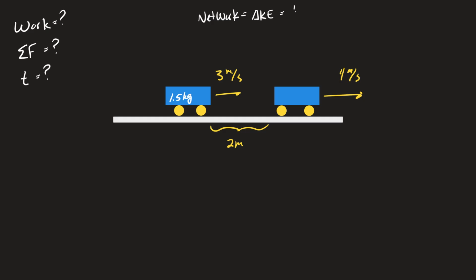Which is, here we go, 1/2. What's the mass? 1.5. What's that final velocity? Squared minus 1/2 times what's that initial velocity? I'm sorry, what's that mass again? What's that initial velocity? That's what I was looking for. When you work all that out, what do you get?